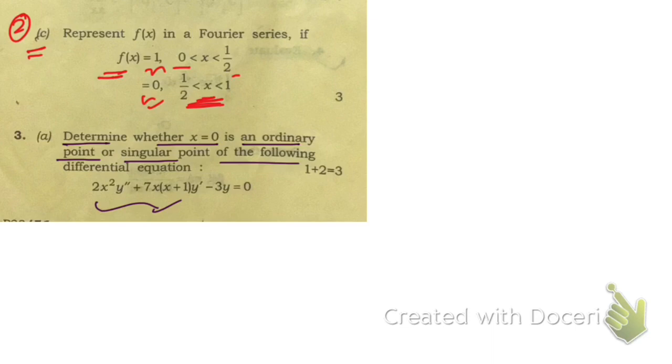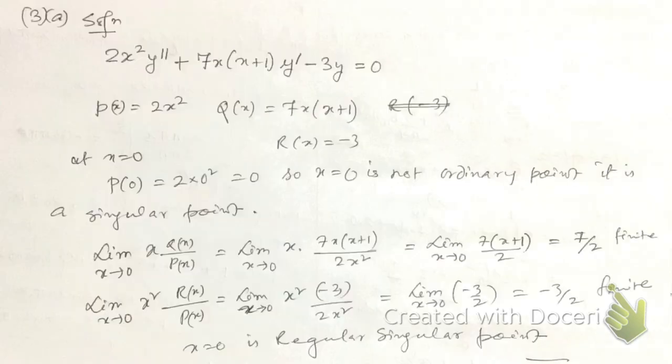Okay, so now let me go to the solution directly. So here is question number 3. This is the given equation. Here we need to check whether x equal to 0 is an ordinary point or not.